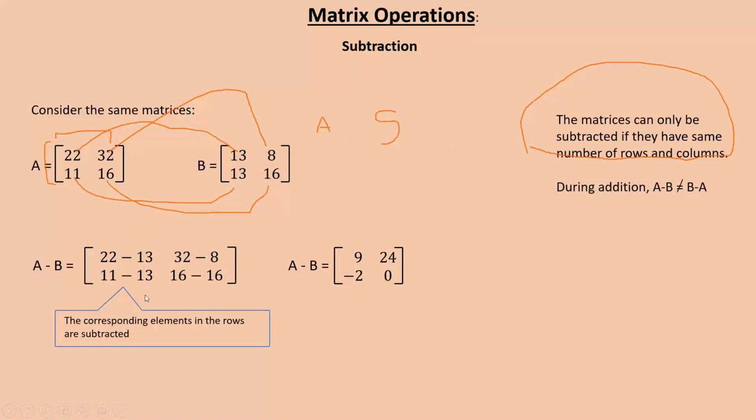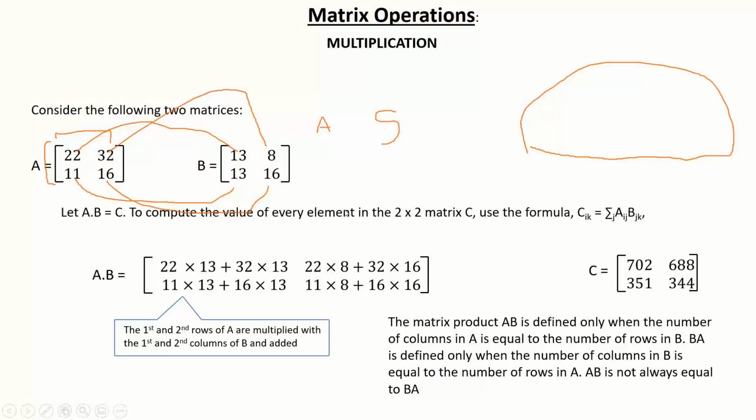Take the same elements, subtract them, and we get the final answer. And note that a minus b is not equal to b minus a, since if I subtract b from a, it won't be the same as when I subtract a from b. So that needs to be noted down.